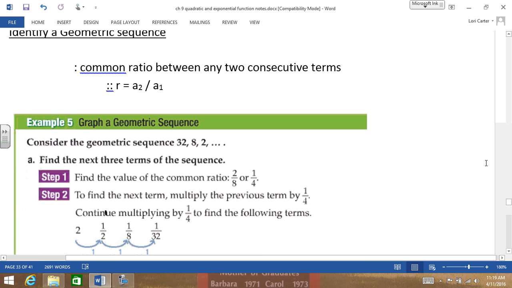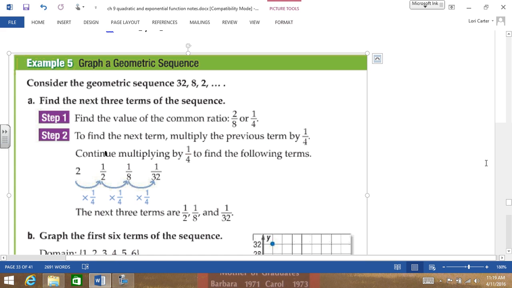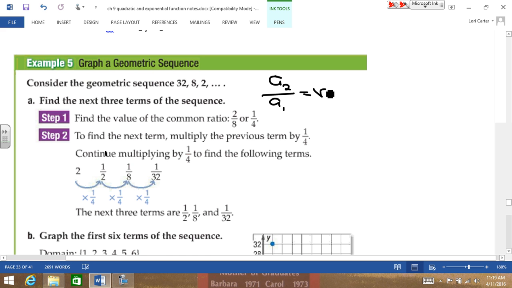Okay, geometry. How do I find the difference between them? Times them. No, I don't multiply. It's the second one divided by the first one. And that equals your ratio. Okay, so now that you got your ratio, I have to check to make sure it works.